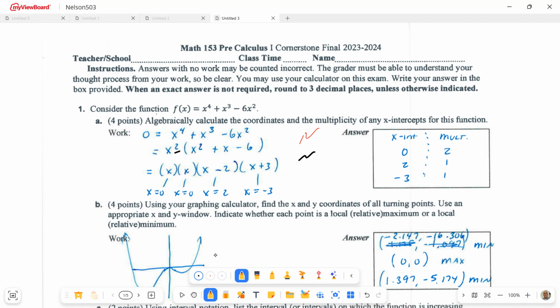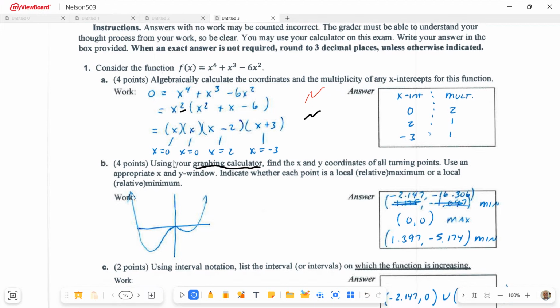And then on the next problem, it wants you to put it into Desmos, right? A lot of people were kind of thrown off by this appropriate x and y window. Look, it's more of a graphing calculator thing. It takes a little bit of finagling to get the x and y window to look right. All you have to do is scrunch the screen, or expand the screen, until you can see a decent looking picture of this thing.